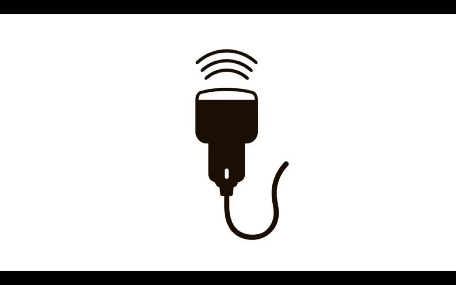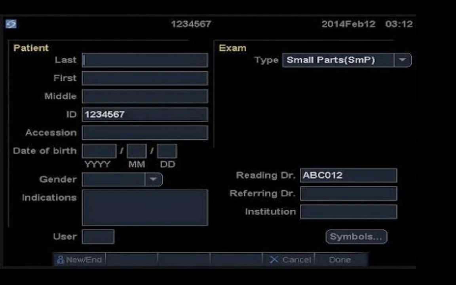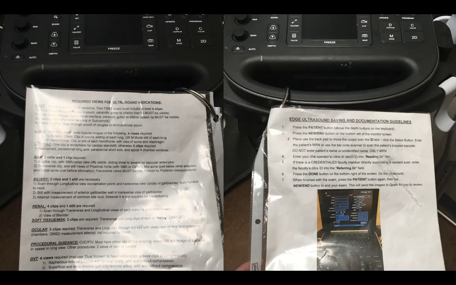When you're done, click on that patient button one more time, and that'll pull you back into this form. Click New/End to end the exam and start the process of transmitting your ultrasound to QPath. Just a reminder, all of the steps and the required views for the different ultrasound indications are attached to each of the machines in the ED, as seen here.